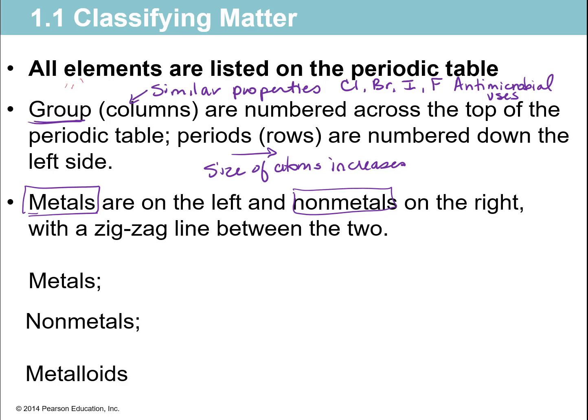Everything that is to the left is a metal. Everything that is to the right is a nonmetal. So you can say without a doubt, which do you have more of, metals or nonmetals? Lots more. So there's more metals, there's fewer nonmetals.